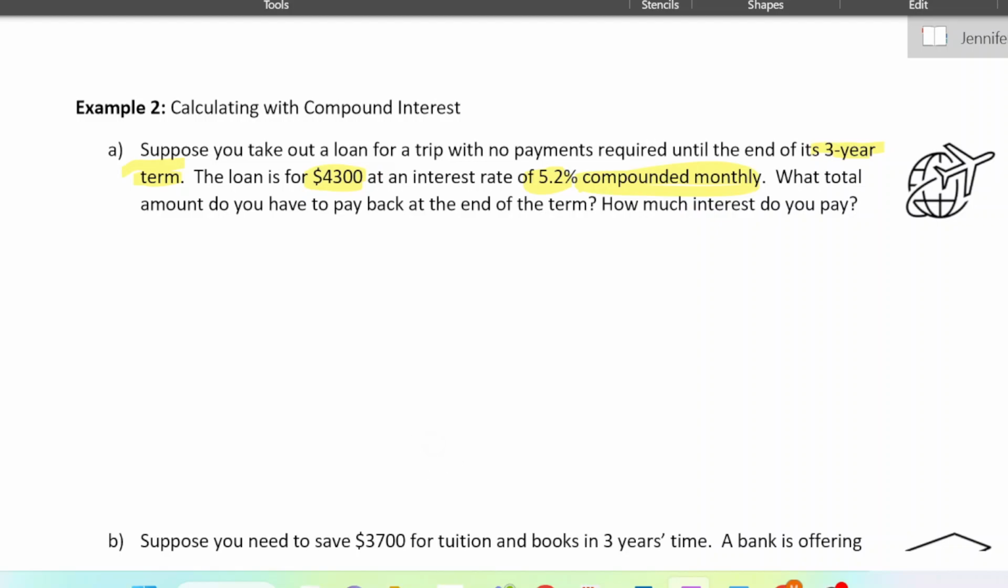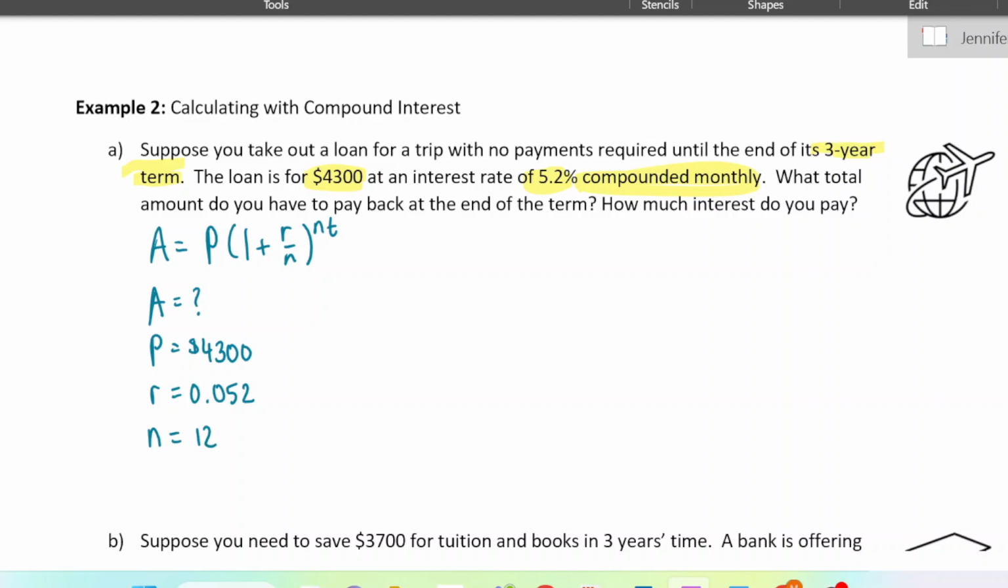Okay, so let's write out our equation. If you go back to that original table, this is the equation. Amount equals principal times 1 plus r over n, all to the power of nt. So let's just fill out what we know. We don't know the amount. That's what the question's asking for. Principal we do know, that's $4,300. That's the initial amount of the loan. The rate is 0.052, 5.2%. It's compounded monthly, so the n is going to be 12 because there's 12 months in every year, so that's how many times it's compounded each year. And then the overall time is 3 years.